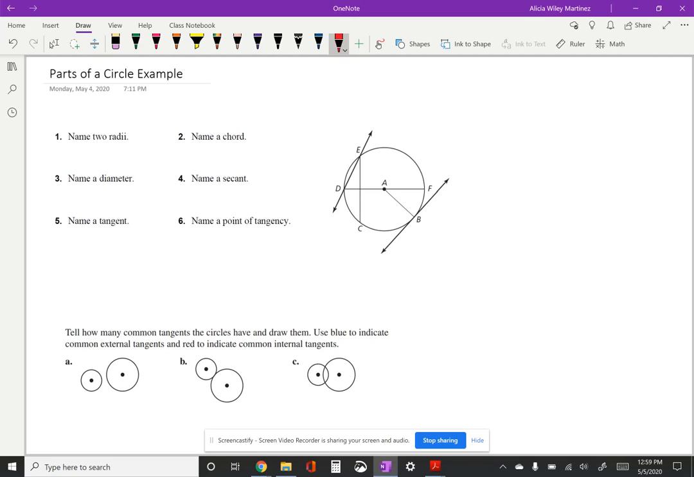In numbers 1 through 6, they want us to name one of these parts of a circle that you see in this diagram to the right. So let's start with number 1.